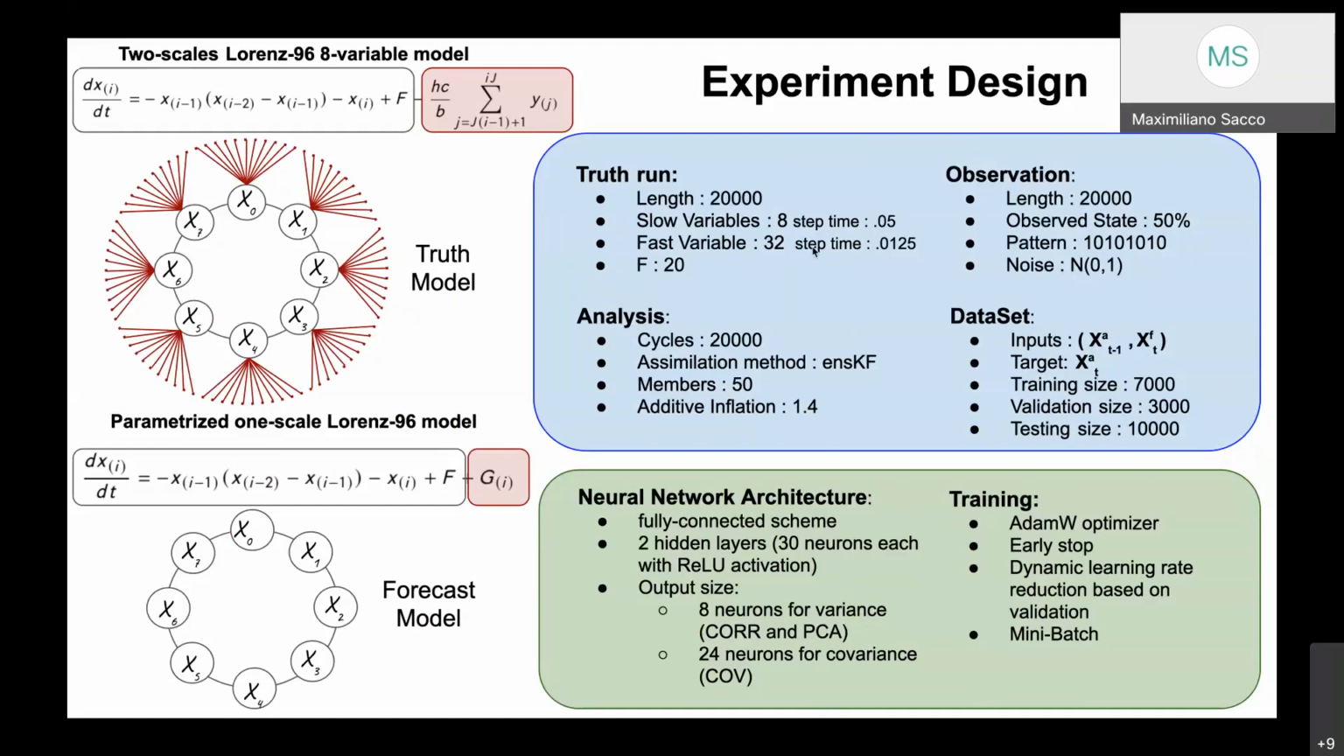Then with the forecast and the observation, we generate the analysis using the ensemble Kalman filter, and now with the analysis and the forecast, we generate the data set that will be used to train the neural network. Also, it's important to note that the observation covers 50% of the state variables, meaning that there are state variables that are never observed, and that we use a multi-layer perceptron with two hidden layers. So the network is pretty simple.